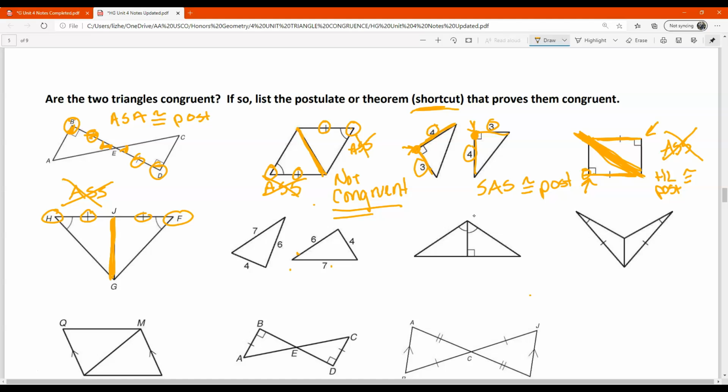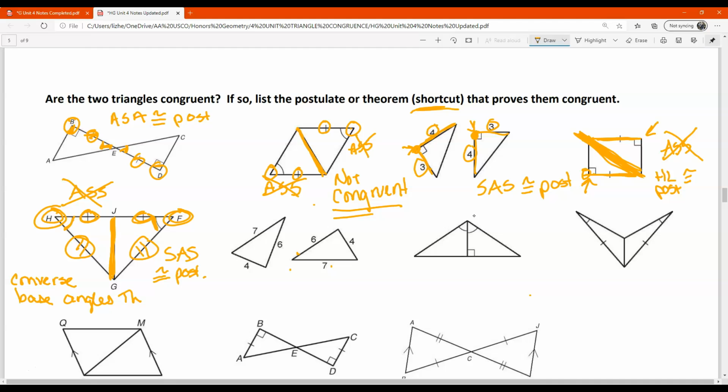Now, the next thing, if you remember, this big triangle has these two angles congruent. And those are the base angles. And if those base angles are congruent, then these two sides are congruent. That is called the converse base angles theorem. And now, if I use these two sides, I have side, angle, side. So those are congruent.